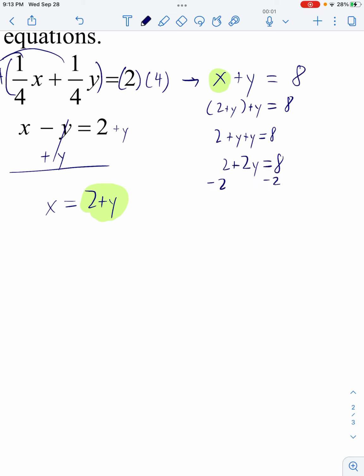Subtract 2 from both sides. 2y equals 6, divide by 2, we get y equals 3, okay?